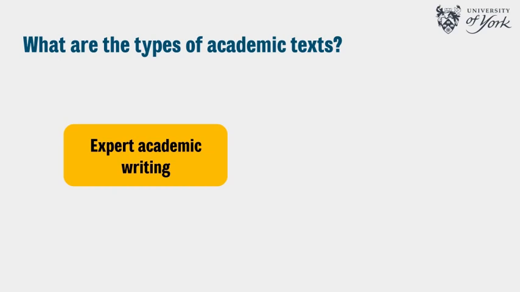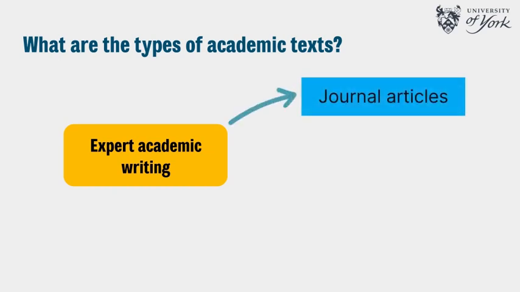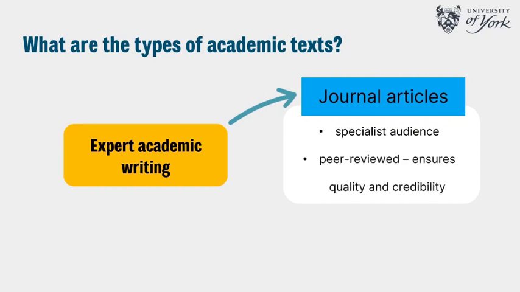Types of expert academic writing include journal articles. These are pieces of original research published in a scholarly journal. They are written for a specialist audience, such as other scholars and researchers in the field. These articles are peer-reviewed, meaning they have undergone a rigorous evaluation process by experts in the same field of study before publication. The peer review process helps to ensure the quality and credibility of academic research.